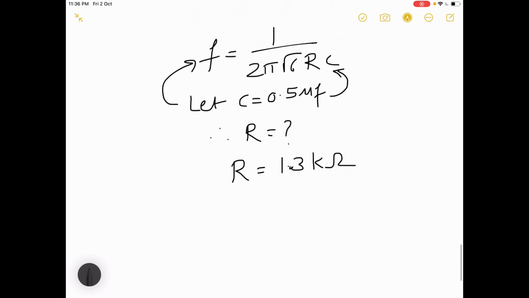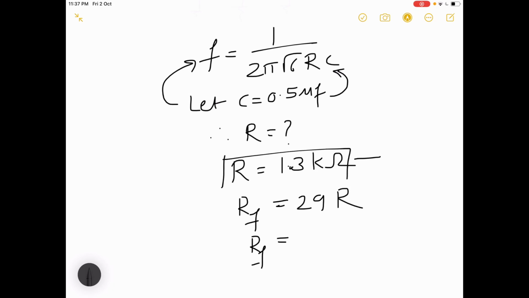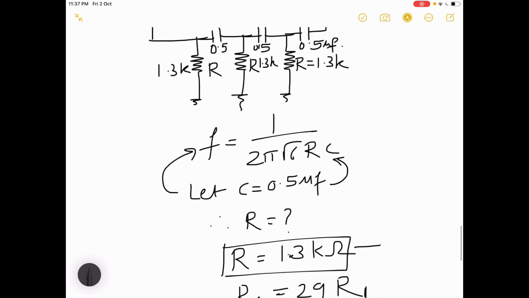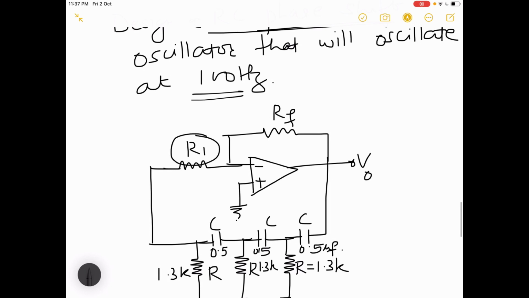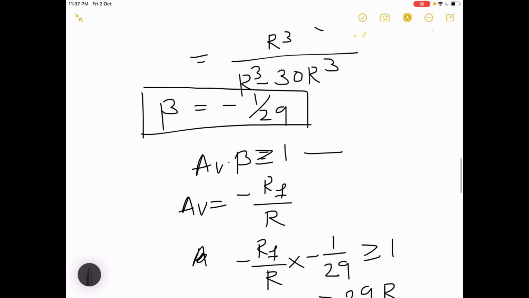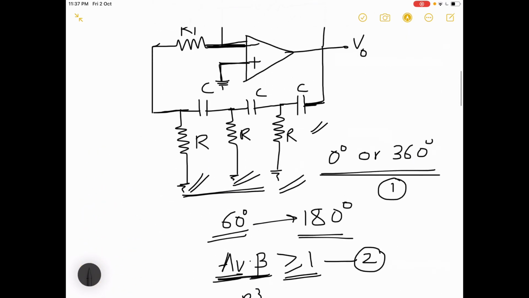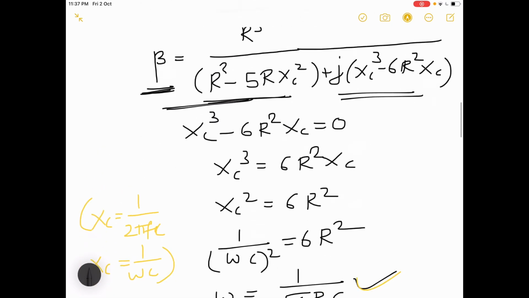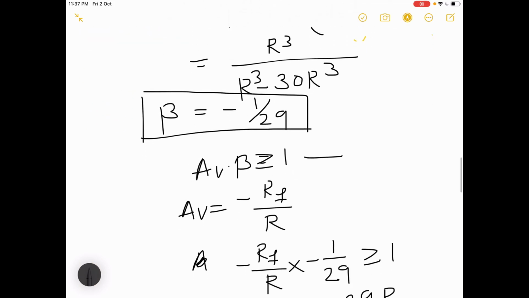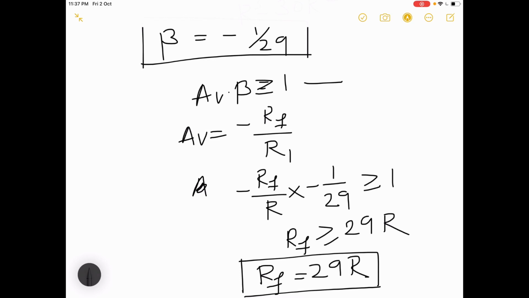So what is my condition for the gain? RF should be equal to 29 times R. I know the R value. This R is in the feedback part. Now I can assume this R1 from the circuit diagram, this is R1. Here also in the circuit diagram, if you have written R1 in the amplifier gain, then here also you have to write R1, don't forget that. Okay, I have not written it here, but you will write it.